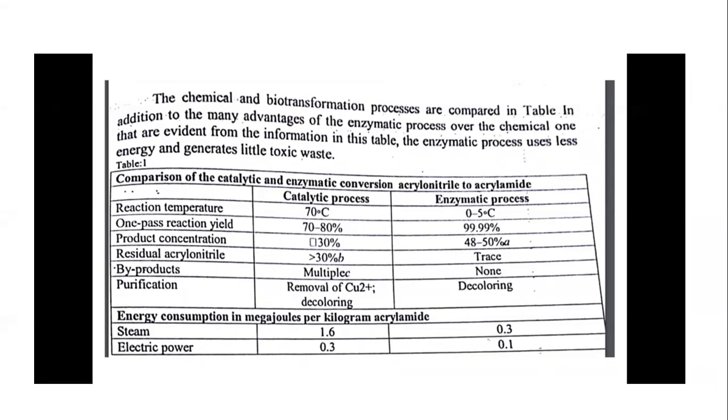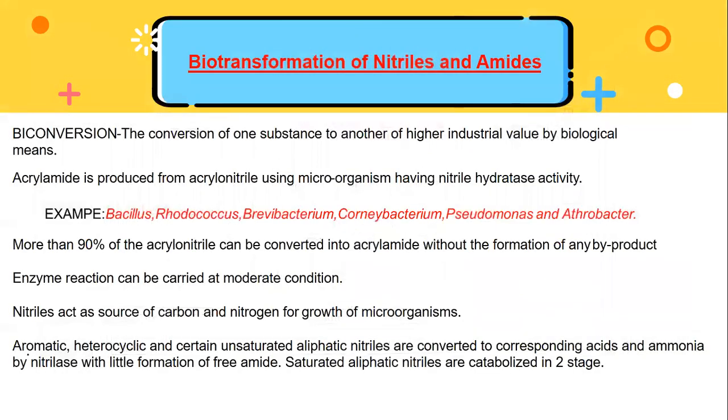Purification is very hard, and removal of copper is also needed in the catalytic process, while in the enzymatic process only decoloring is needed. The catalytic process has a lot of byproducts, while in the enzymatic process there is no byproduct. And in energy consumption too, the enzymatic process has a lot of advantage.